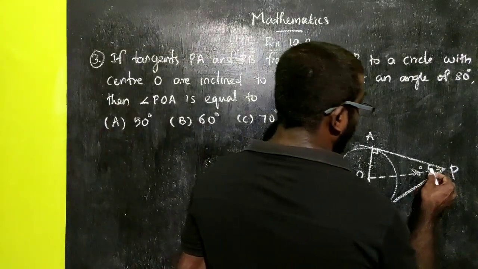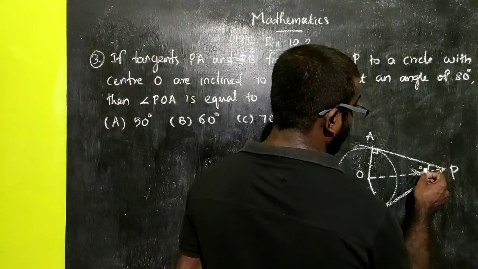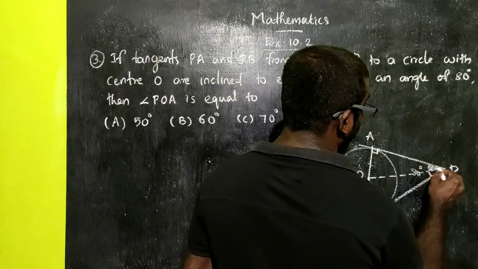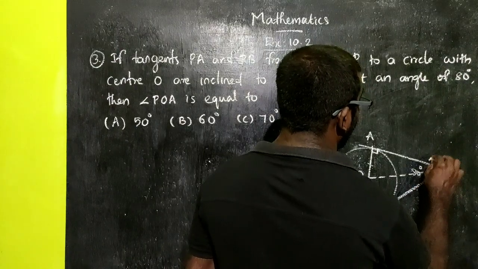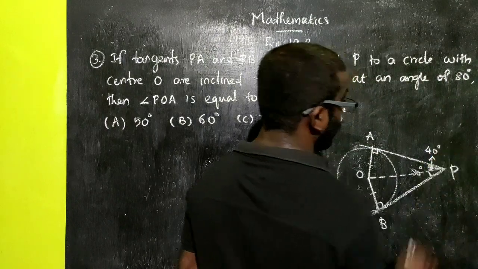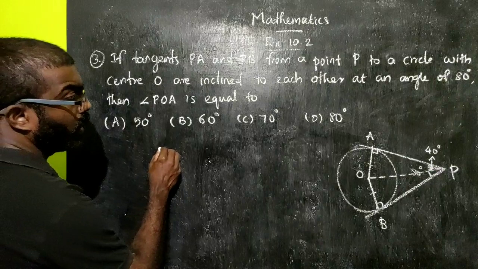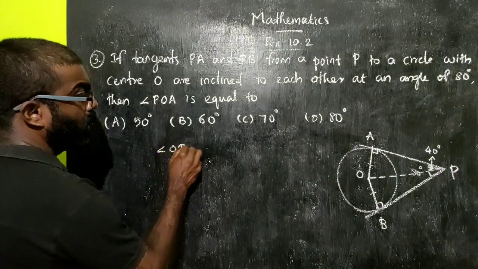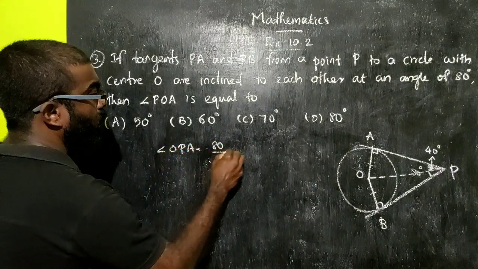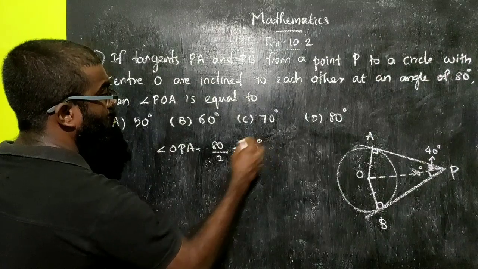So, here the total angle is 80 degrees. So, we can say this much angle will be equal to how much? Here it is 40 degree. Okay, 80 divided by 2, 40 degree. That we can write here. Angle OPA is equal to 80 by 2, which gives 40 degree.